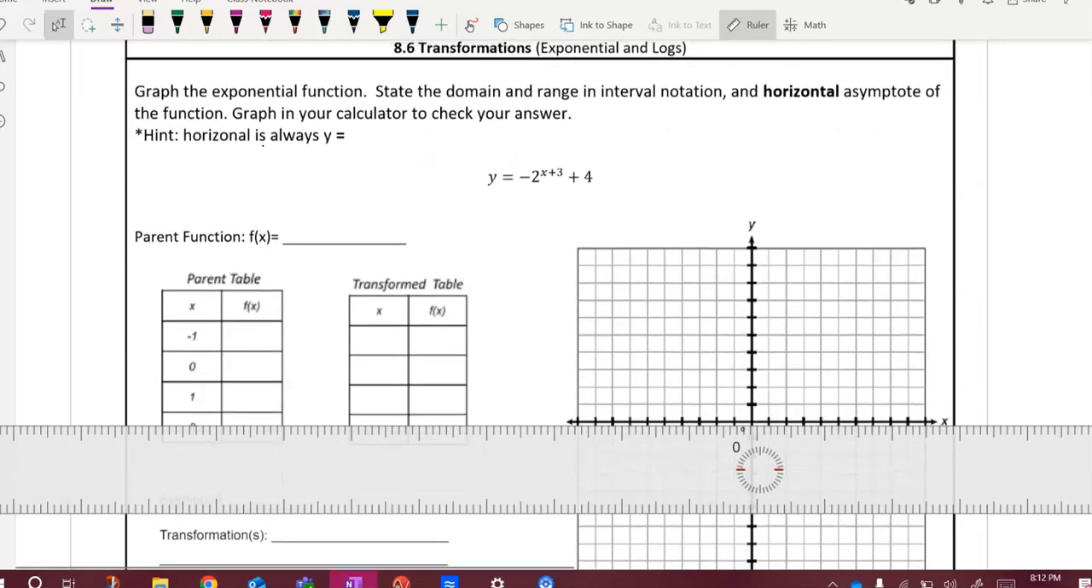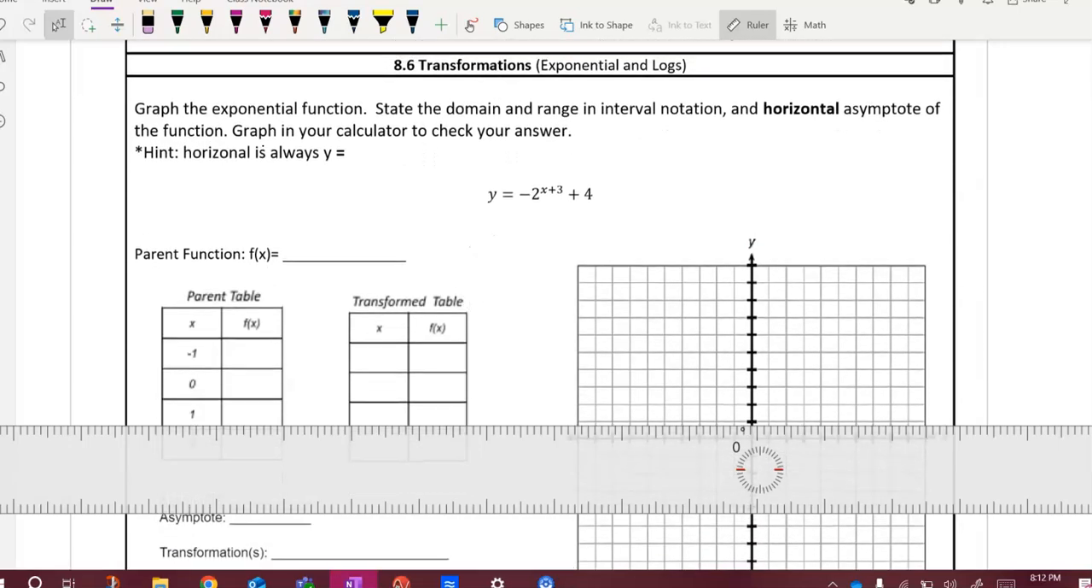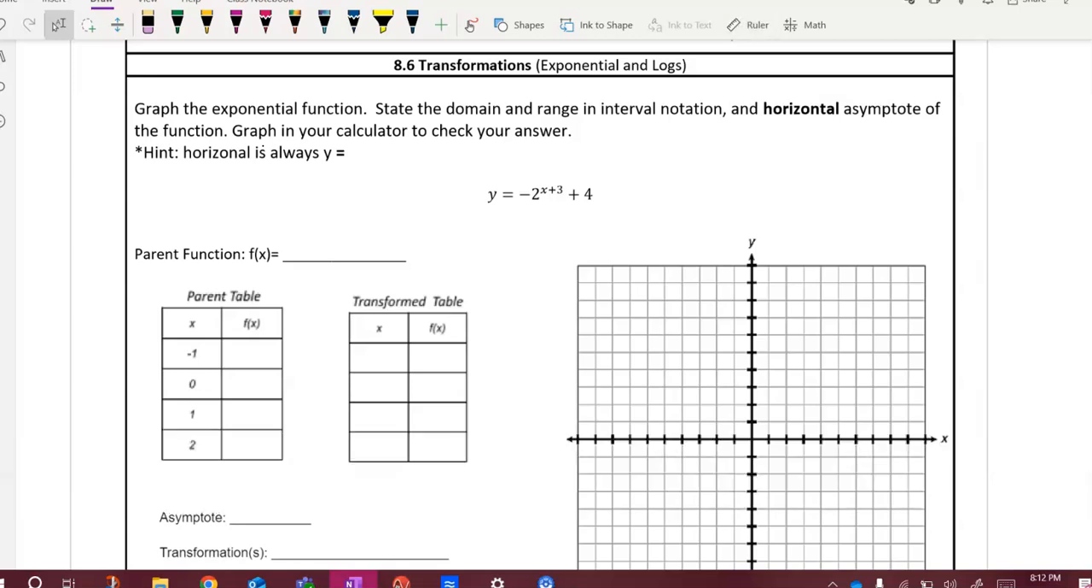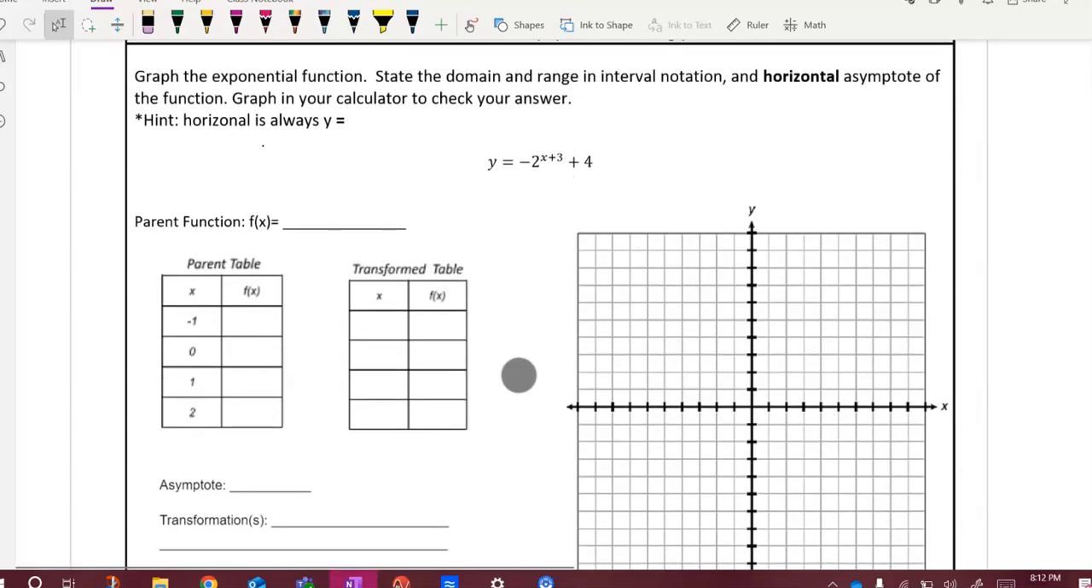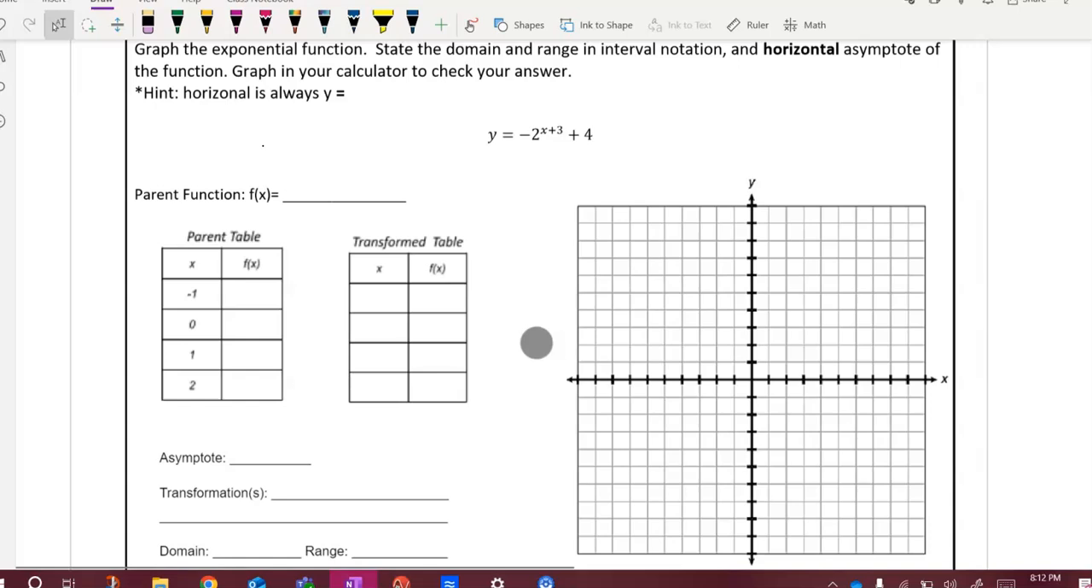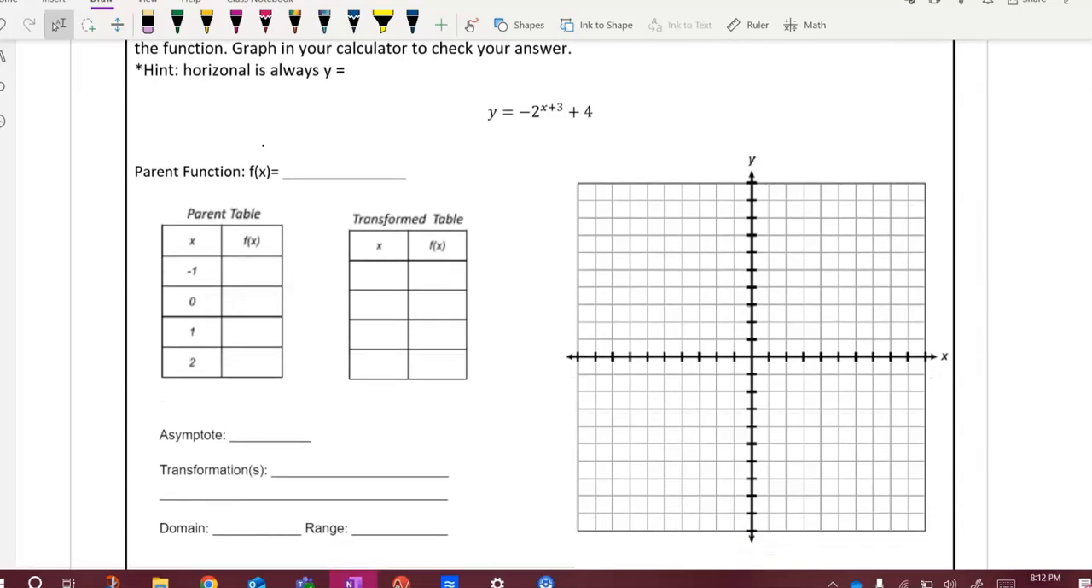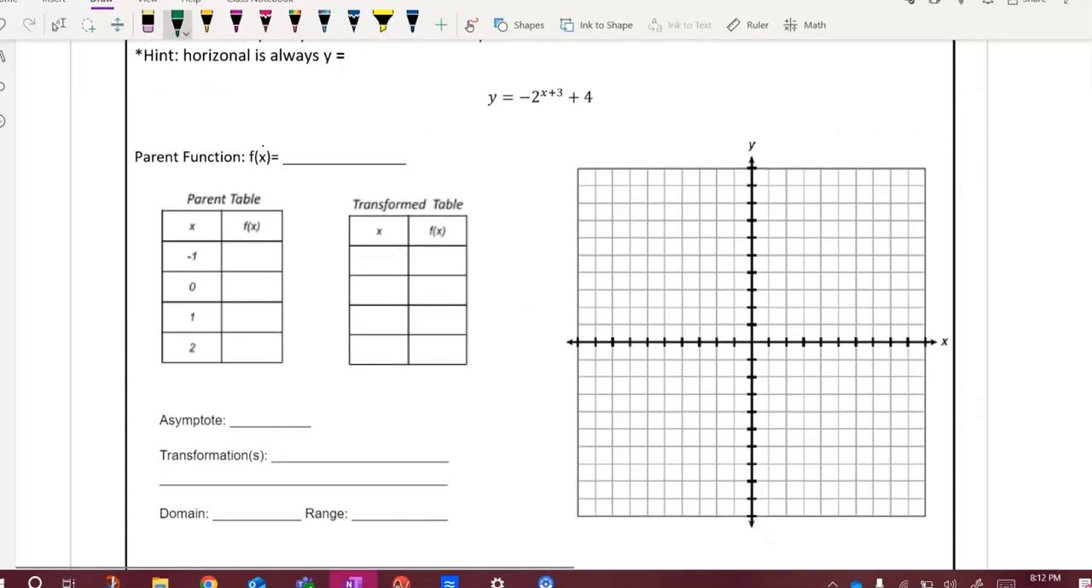All right, next section here, we're looking into exponentials and logs. It says graph the exponential function. State the domain and range in interval notation and horizontal asymptote of the function. Graph in your calculator to check your answer. Okay, we're not even going to bother checking our work. We're just going to do it.